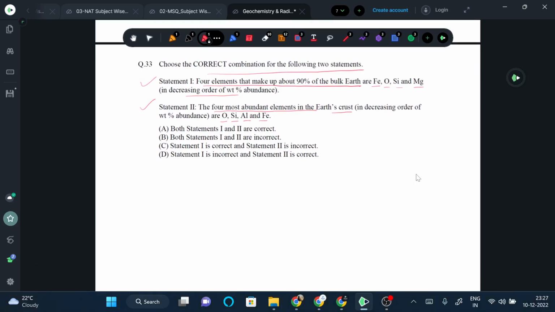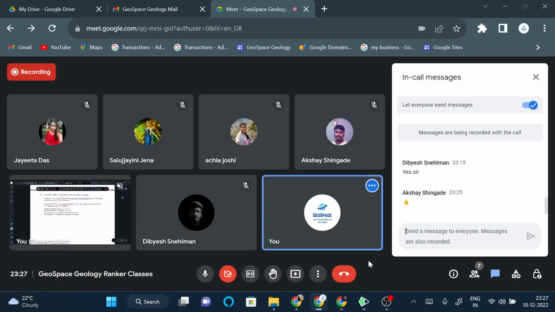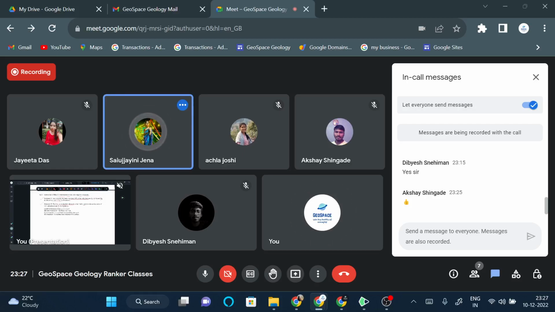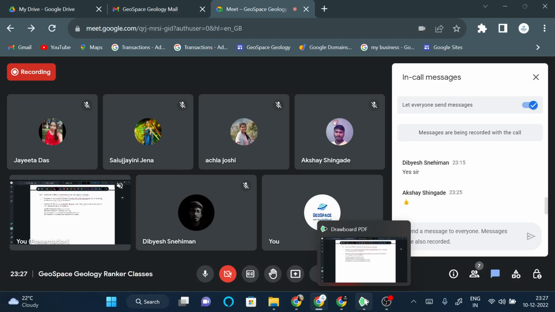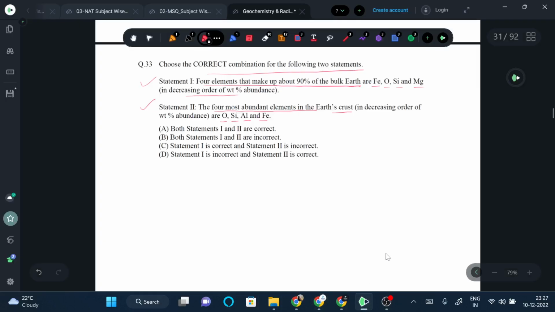These two statements are both correct or both wrong, or which one is correct, which one is wrong? Sir, I'm sure about statement 2, that is correct, but not sure about statement 1. Why? Actually, both the statements are correct over here. Now see what is happening here: A would be the answer. Both statement 1 and 2 are correct.